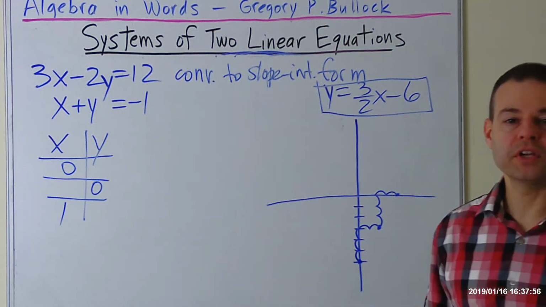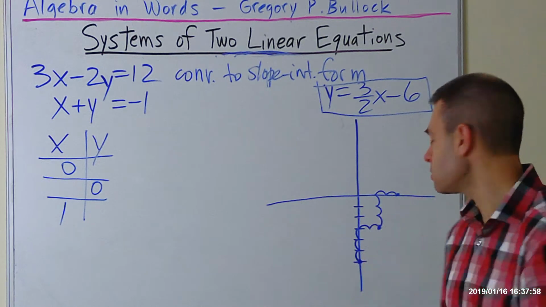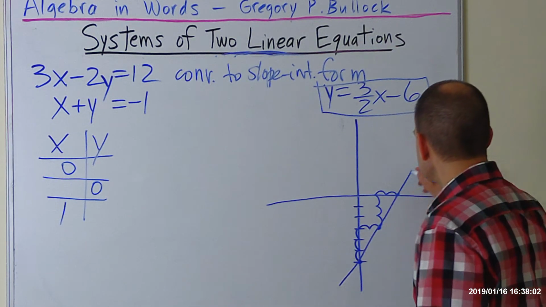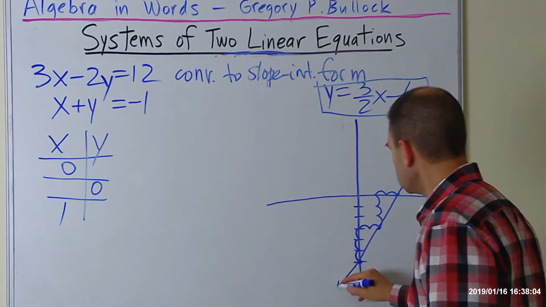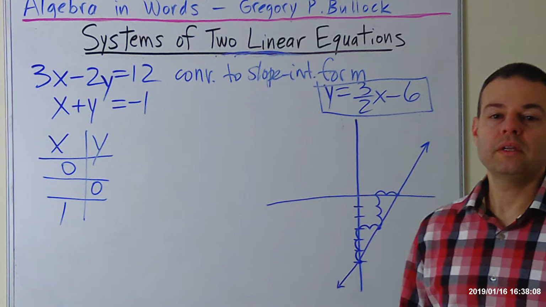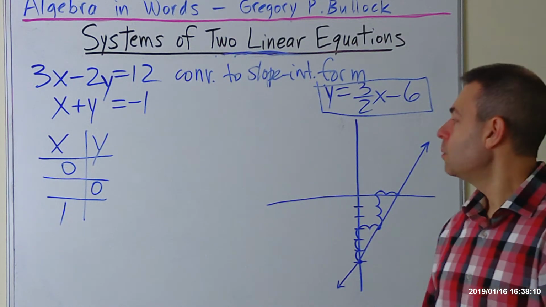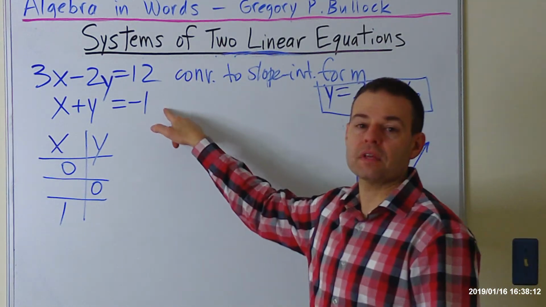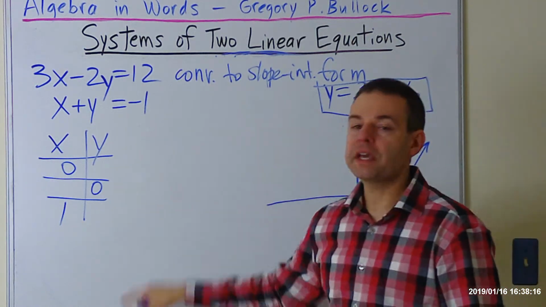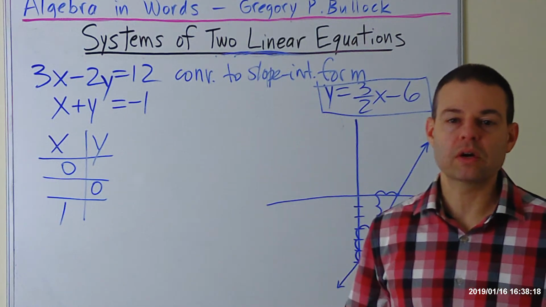So those gave us pretty good points. Let's draw the line through those. Okay, that's good. So we now have one line graphed. But now let's find out how to graph this line, and let's use a different method to graph. Let's make a table of 3 points, the 0, 0, 1 method.